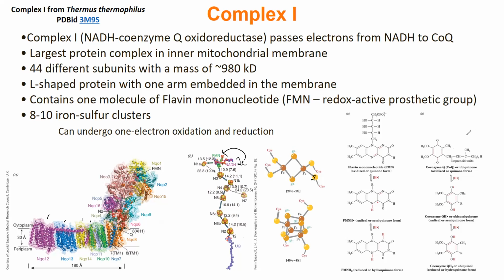So coenzyme Q with no electrons versus coenzyme Q with 2 electrons, we call that QH2 because it has 2 hydrogens with the electrons. If it just has 1 electron, it's QH, the radical form. So that is how we begin the electron transport chain for NADH going to UQ, or coenzyme Q.